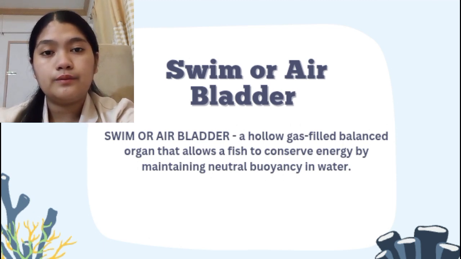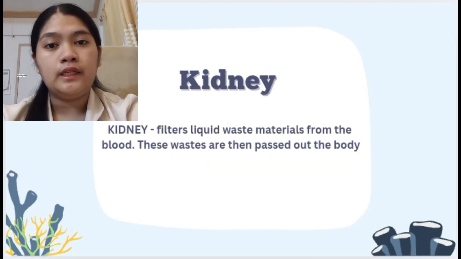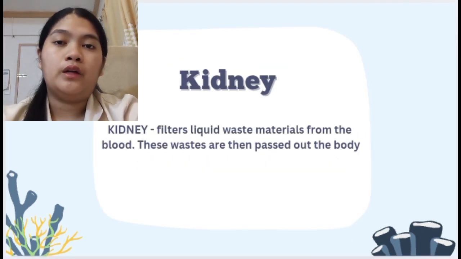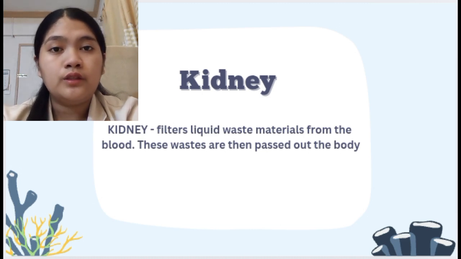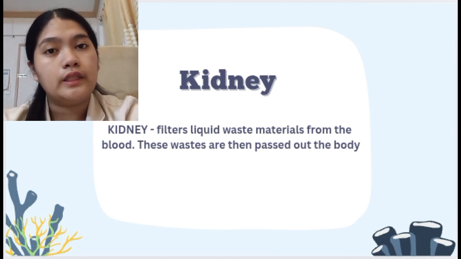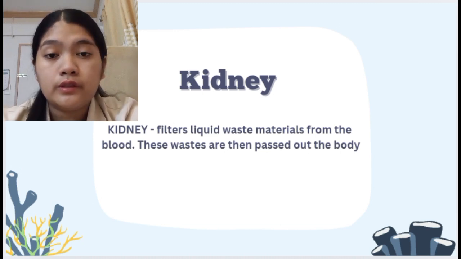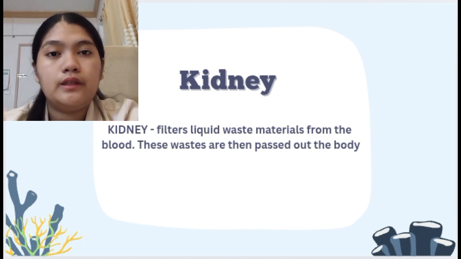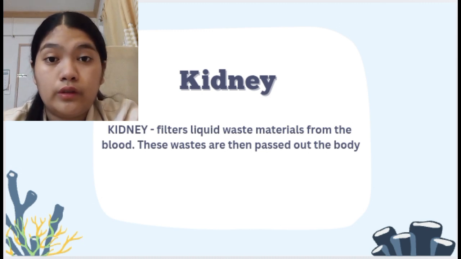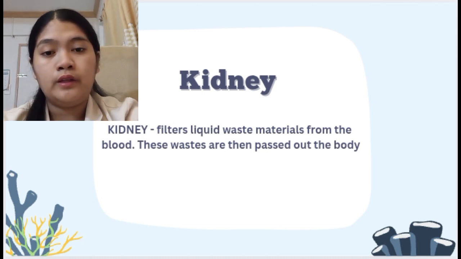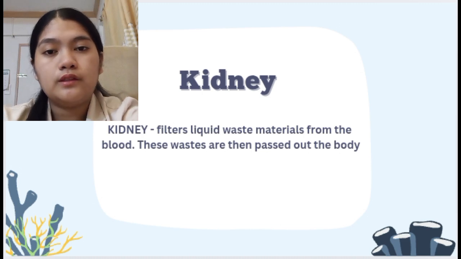Next is the kidney. The kidney is a part of the fish anatomy that aids a fish in discharging waste from the body. Waste materials in the blood are filtered by the kidney and then removed from the body. The kidneys also help to regulate the concentration of water and salt in the body of the fish.